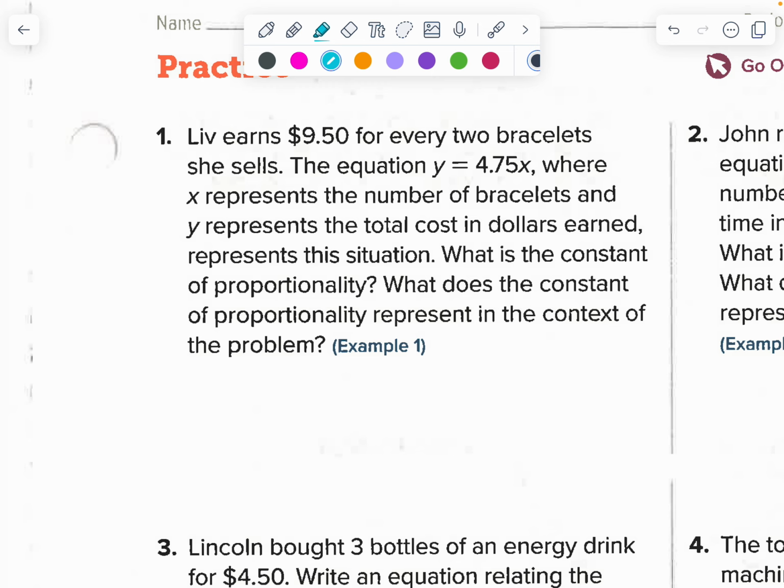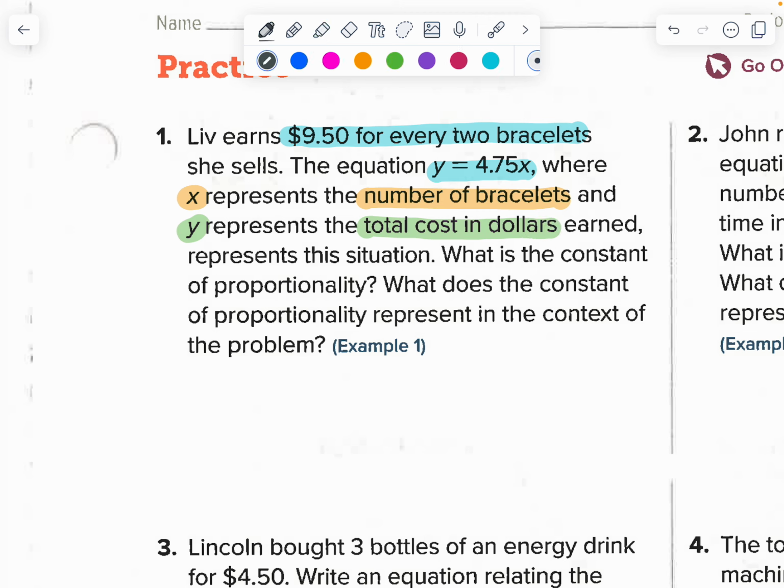Here we go. Liv earns $9.50 for every 2 bracelets. That's important. And then they actually give us the equation y equals 4.75x. That's great, but I don't know what those x's and y's are, so let's keep reading. Where x is the number of bracelets, okay? And y is cost in dollars, so we can do that.